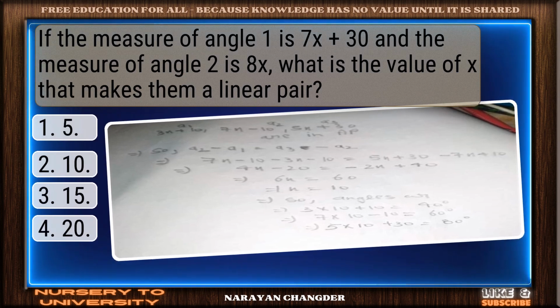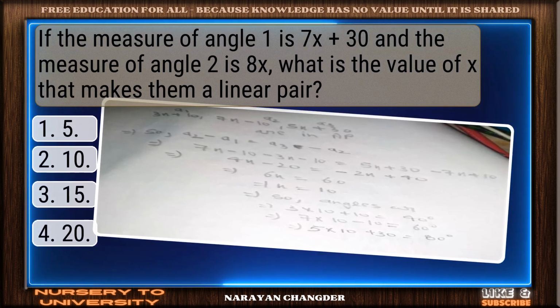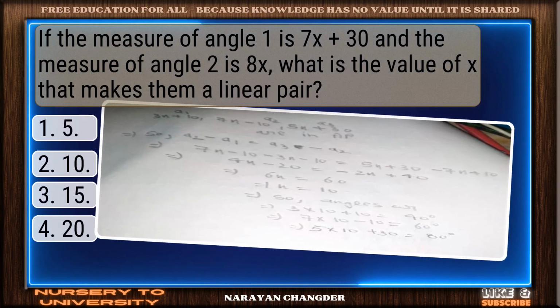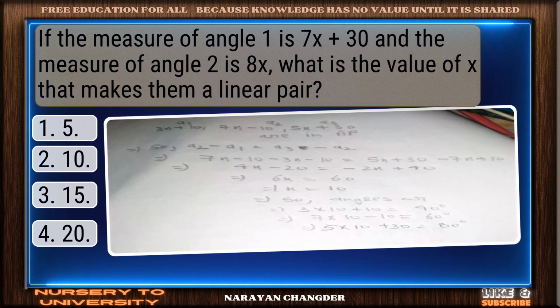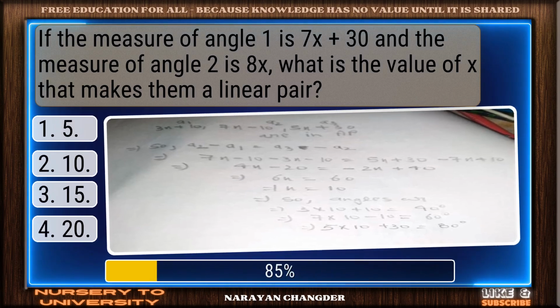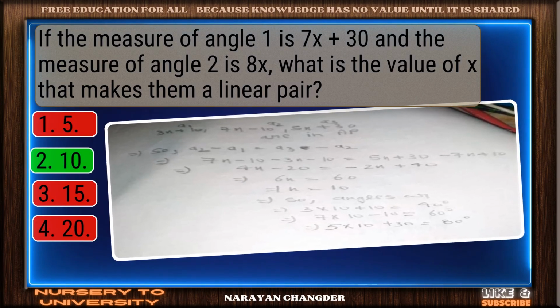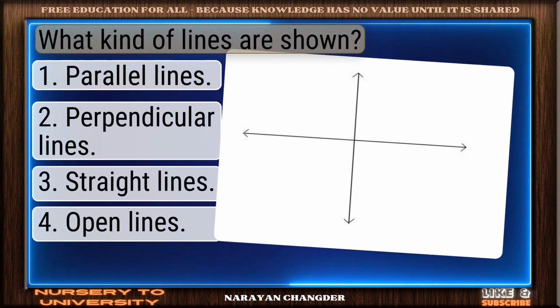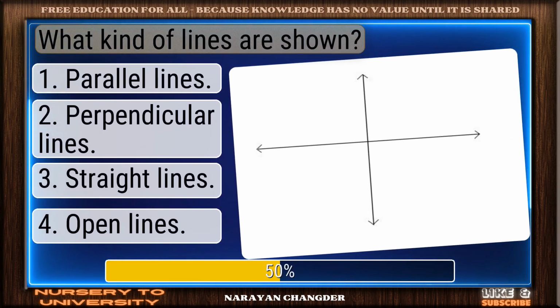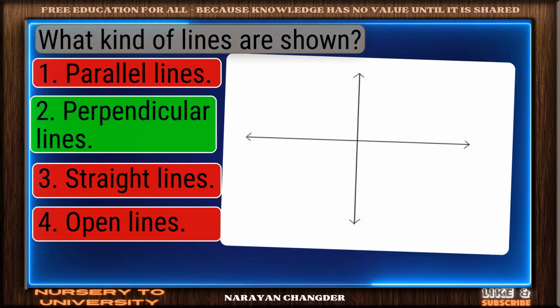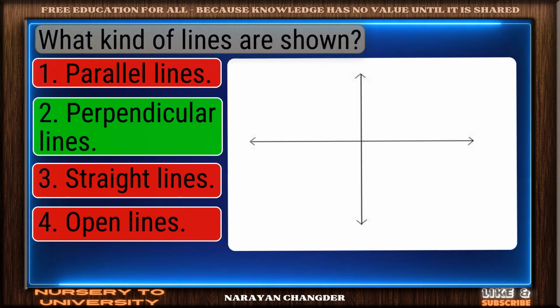Question number 26. If the measure of angle 1 is 7x plus 30 and the measure of angle 2 is 8x, what is the value of x that makes them a linear pair? Valid point. 10 is true. Question number 27. What kind of lines are shown? Right again. Perpendicular lines is a valid answer.